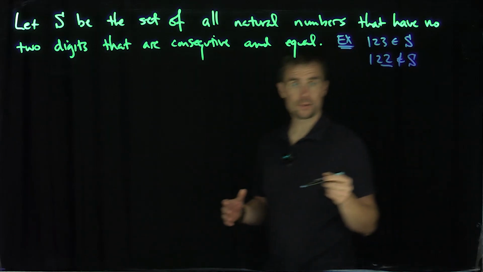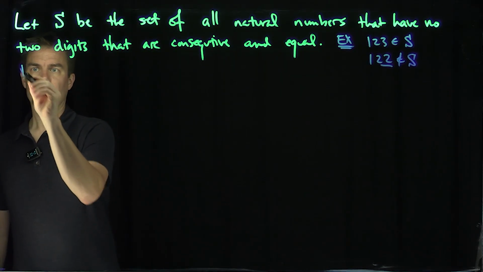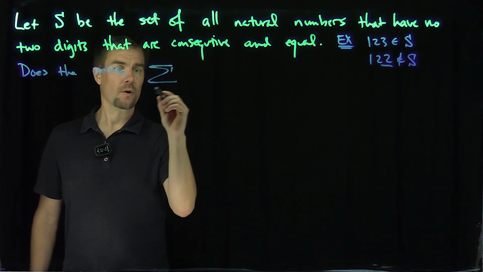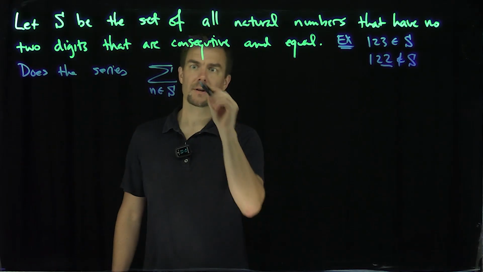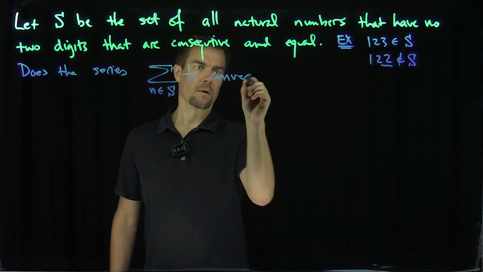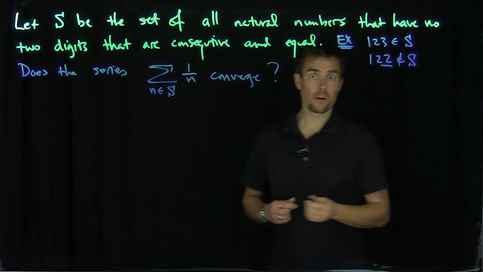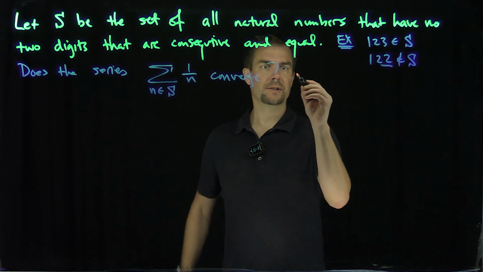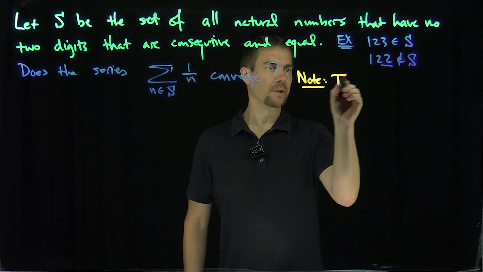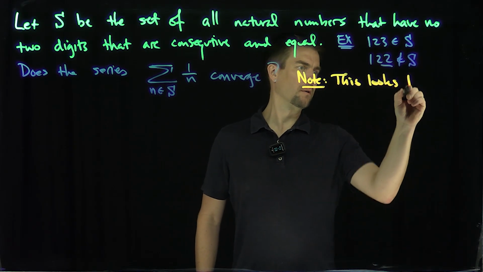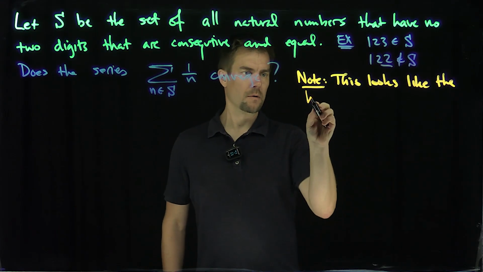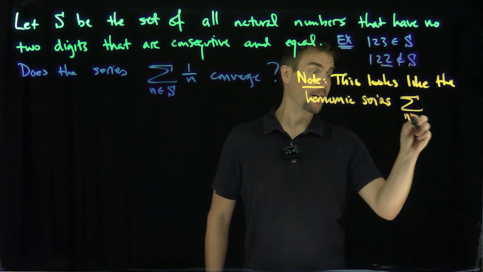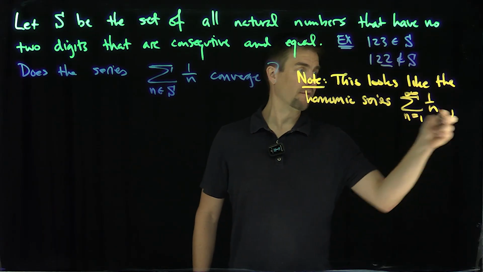Great. So now here's the question. Does the series, the sum over n belonging to this set S of 1 over n, converge? Now typically you might be thinking, wow, this is going to diverge because it looks like the harmonic series, the sum n goes from 1 to infinity of 1 over n, which is divergent.